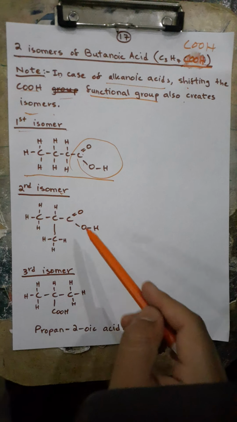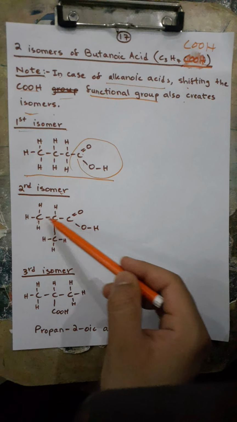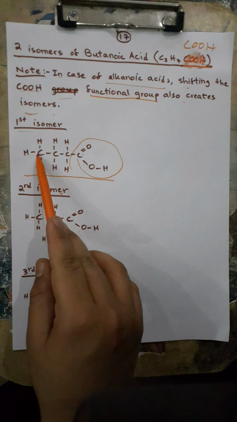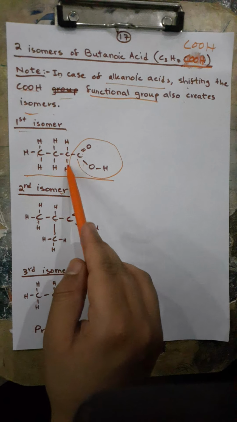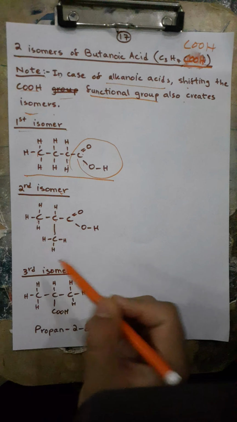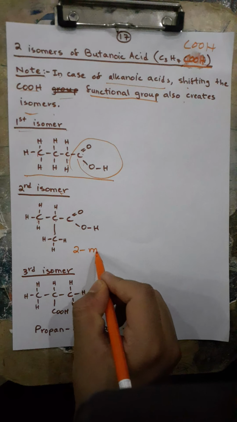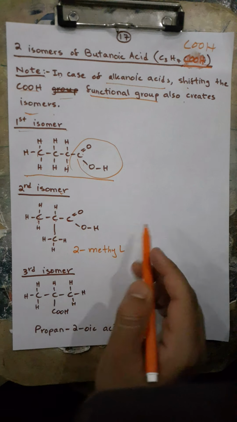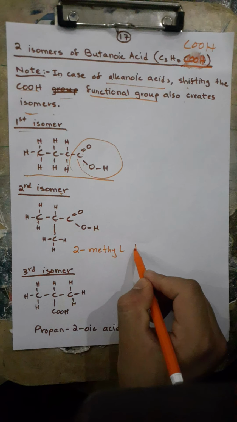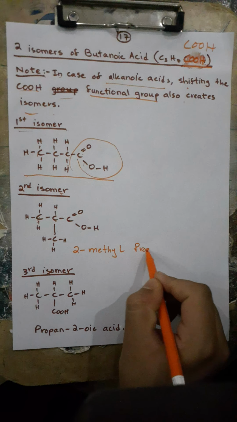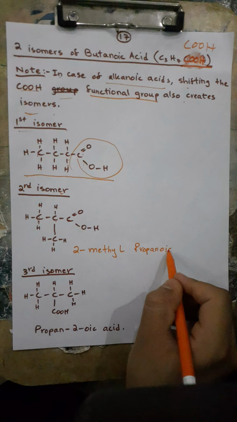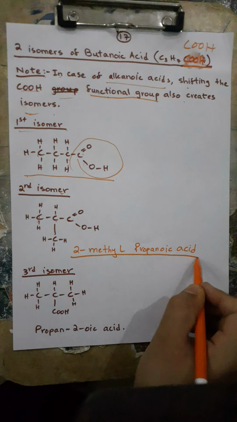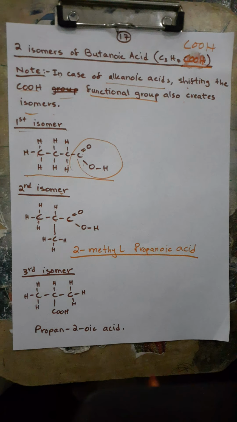C3H7COOH. Now second isomer: 1 2 3, and we are gonna bring this carbon atom and attach it to this carbon atom, so it makes 2 methyl. 3 carbon atoms in a chain, so 2 methyl propanoic acid this time. This is the long name.